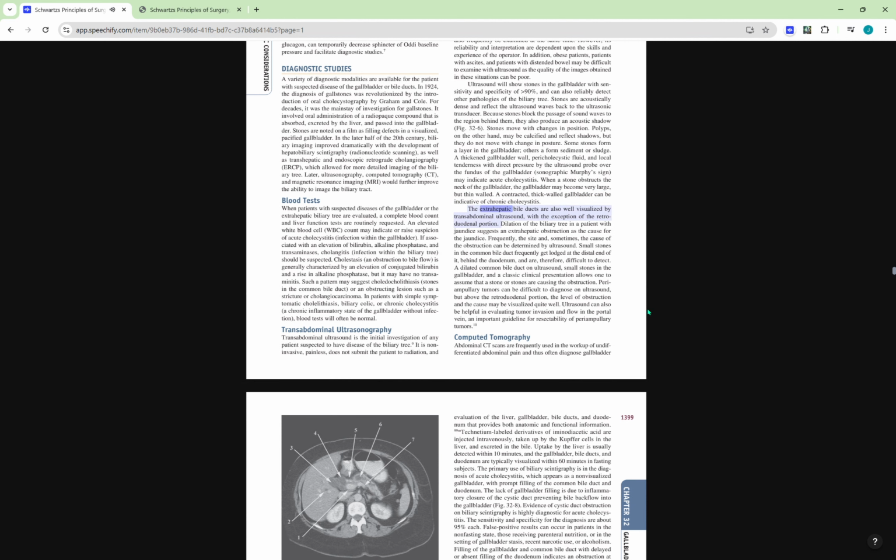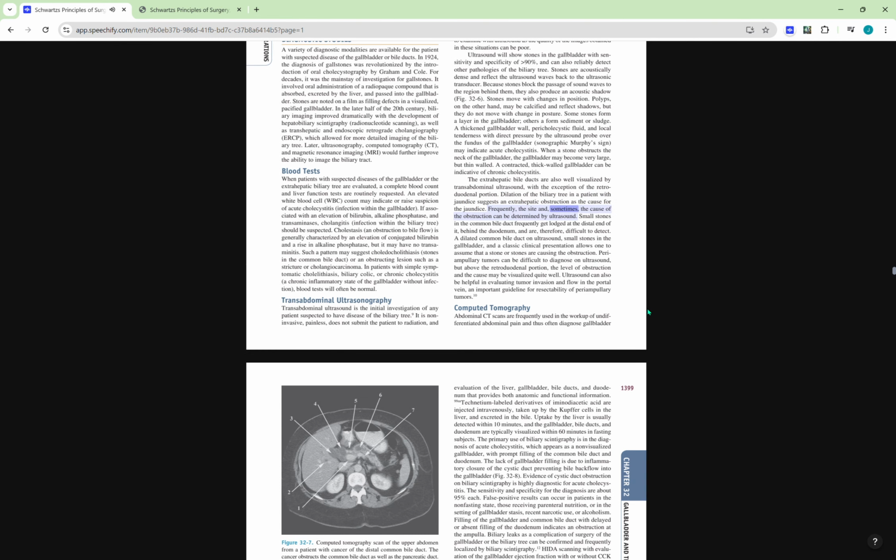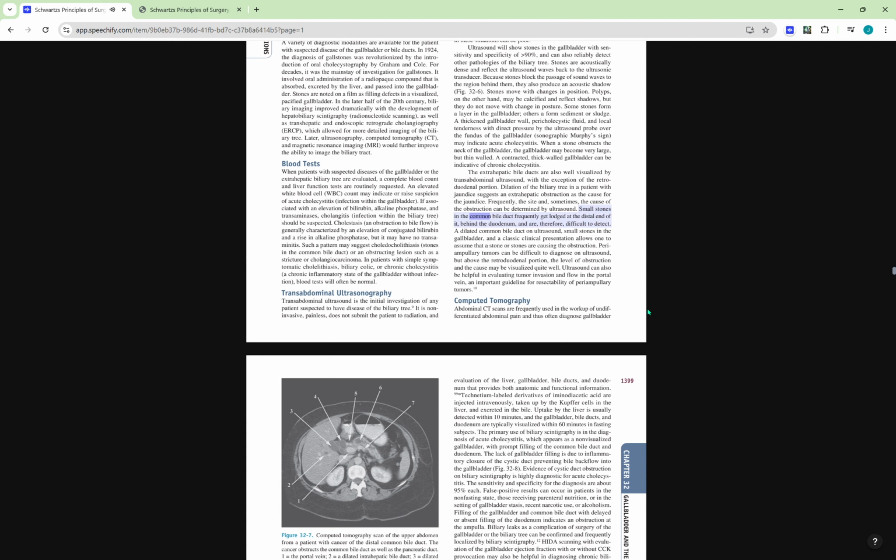The extrahepatic bile ducts are also well visualized by transabdominal ultrasound, with the exception of the retroduodenal portion. Dilation of the biliary tree in a patient with jaundice suggests an extrahepatic obstruction as the cause for the jaundice. Frequently, the site and sometimes the cause of the obstruction can be determined by ultrasound. Small stones in the common bile duct frequently get lodged at the distal end of it behind the duodenum and are, therefore, difficult to detect.